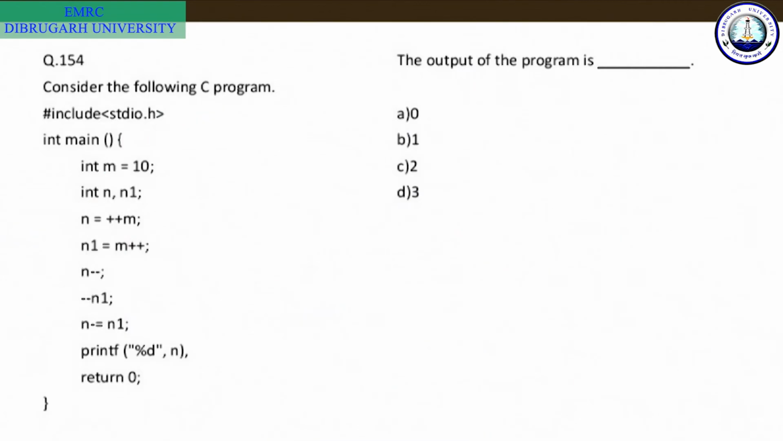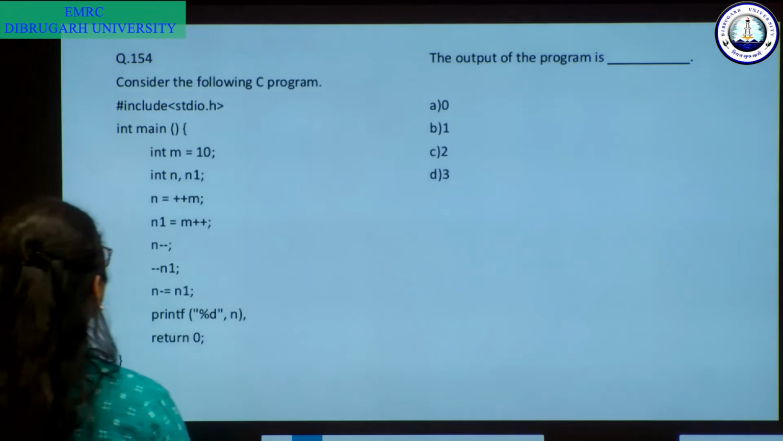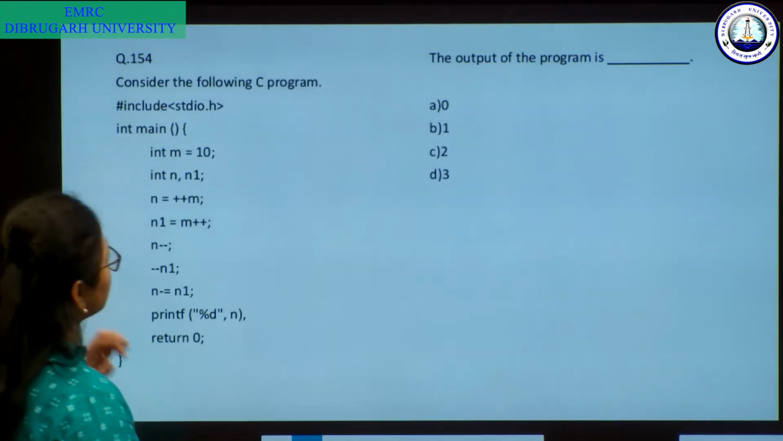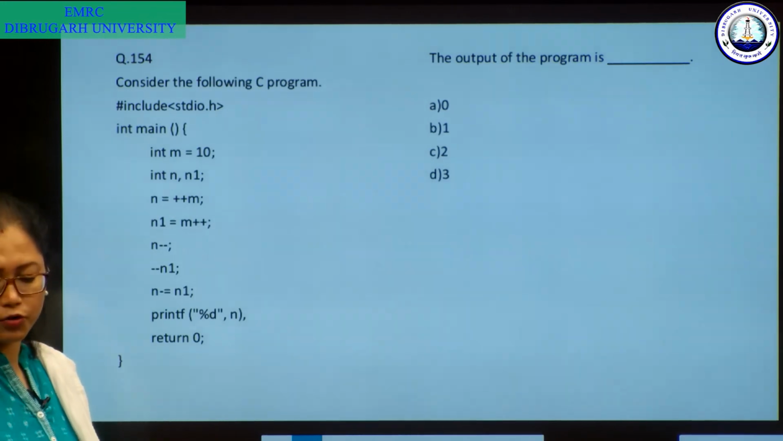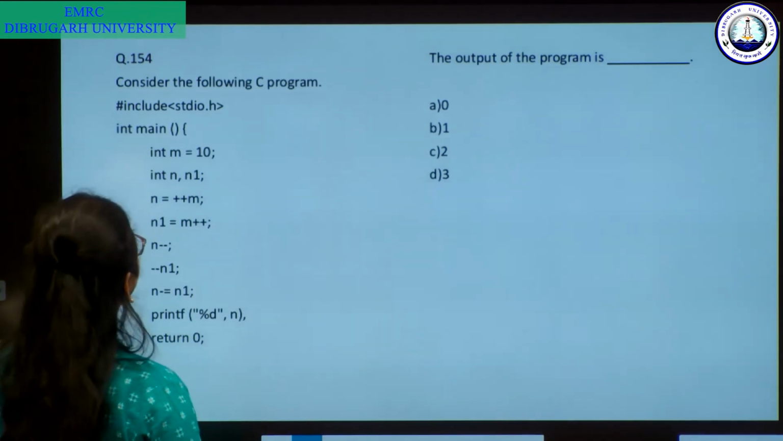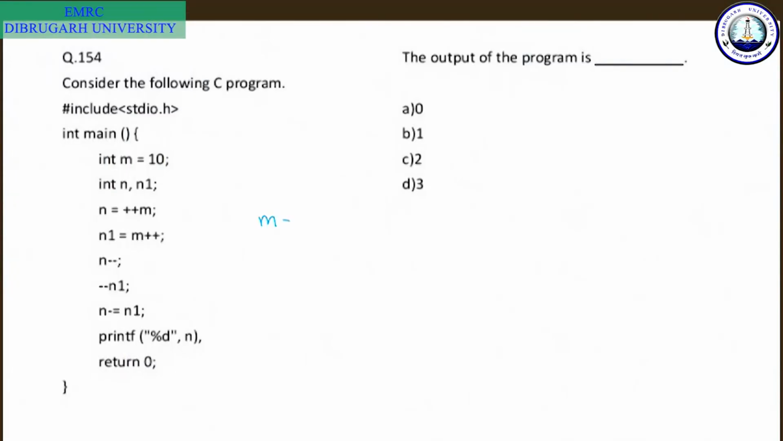Then coming to the next question, a C program is given to us. We have to find out the output. So here the value of m is equal to 10, it is given to us. Then we can see n is equal to ++m. So ++m makes it 11, so your m also gets incremented, right? Next, n1 = m++.